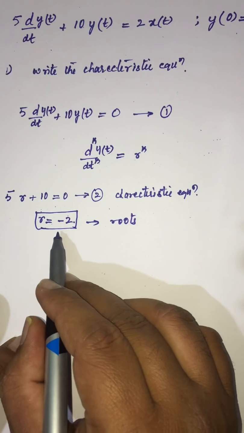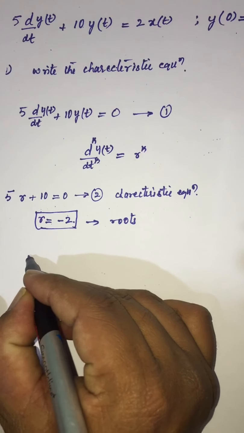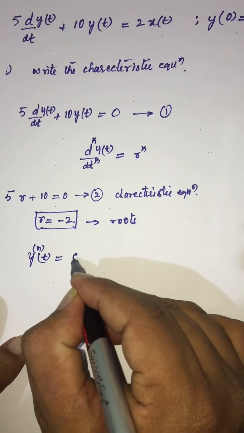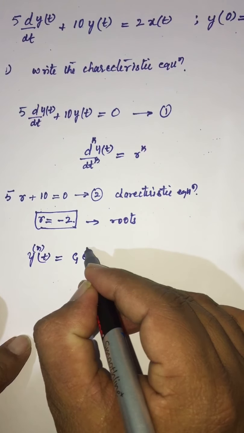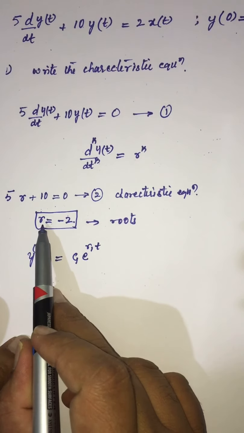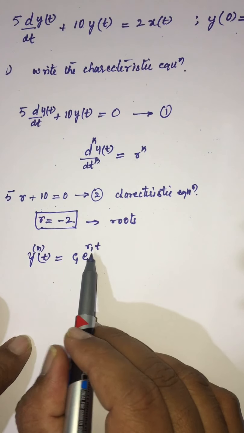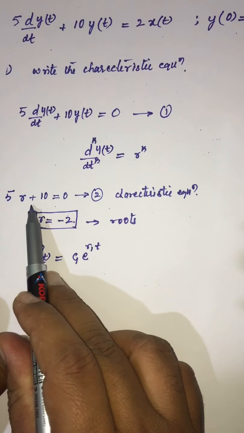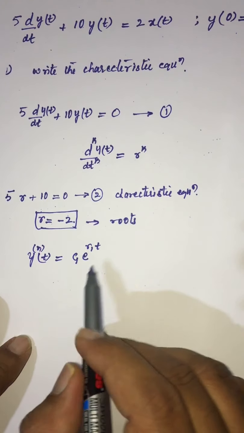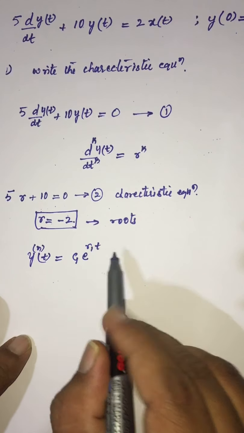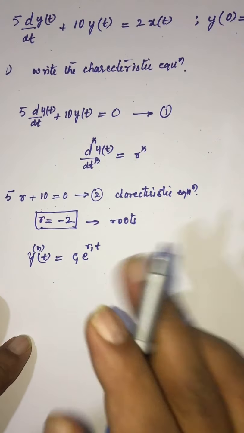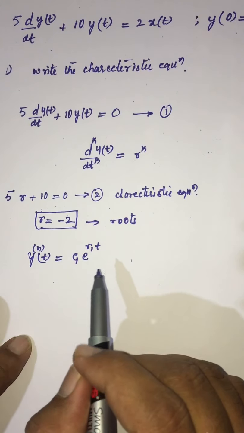If the root is real and distinct, then the natural response y n of t will take the form c1 e to the power of r1 into t. Since only one root is there, we need to stop at this point. If we get two roots upon solving, r1 and r2, then c1 e to the power of r1 into t plus c2 into e to the power of r2 into t, and so on, depending upon the number of roots that we obtain.